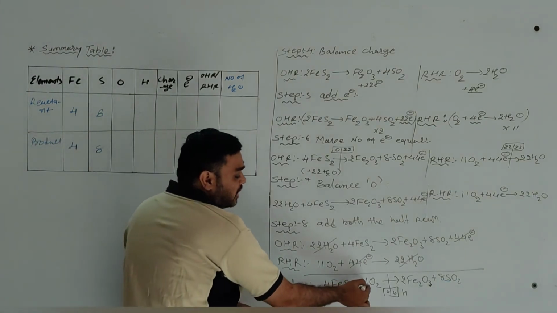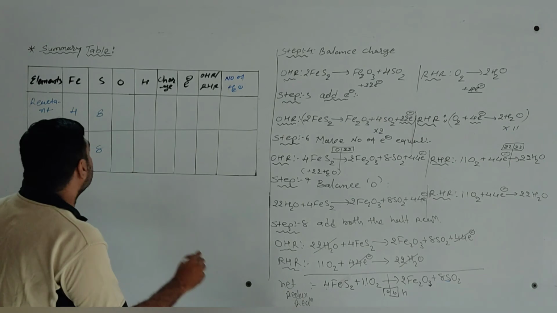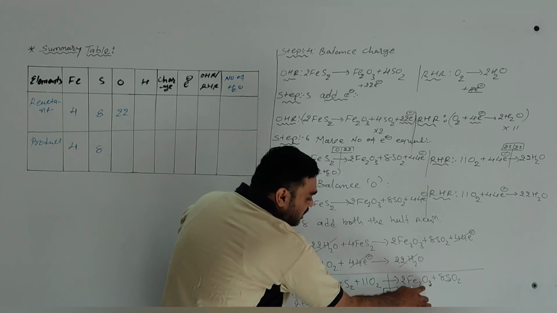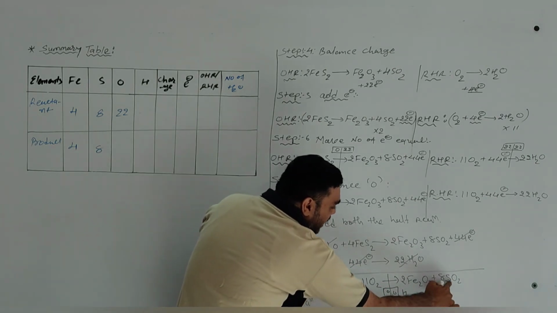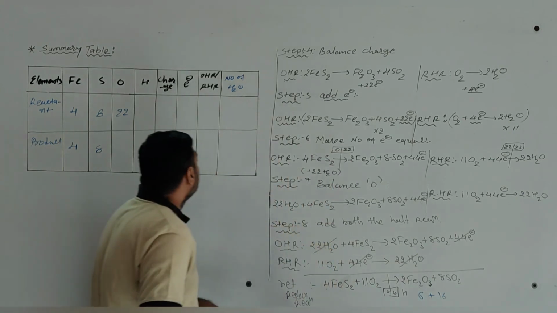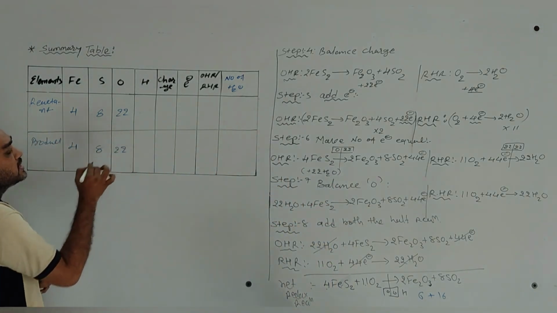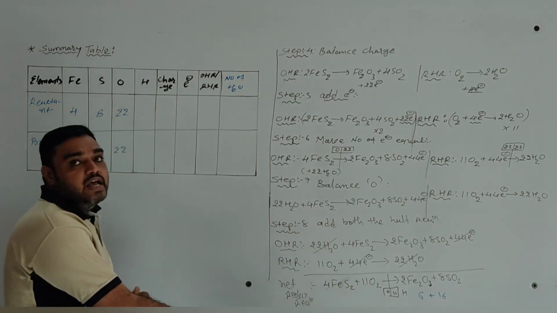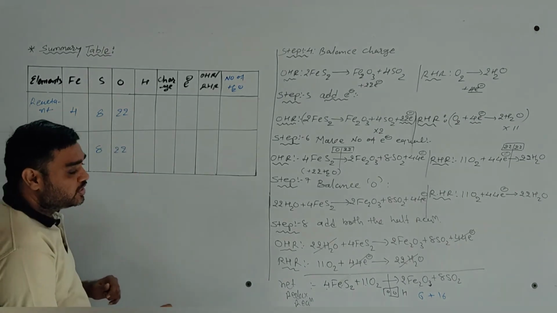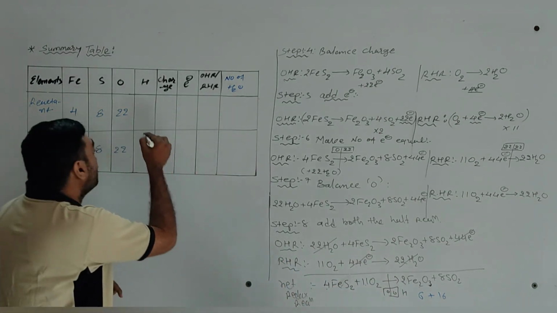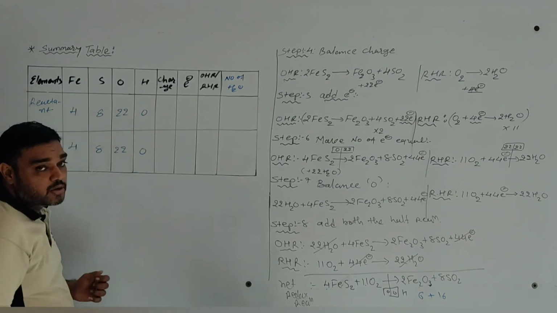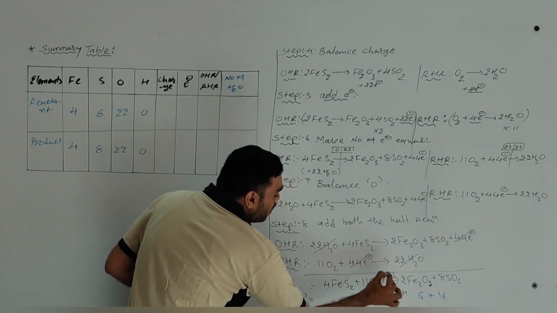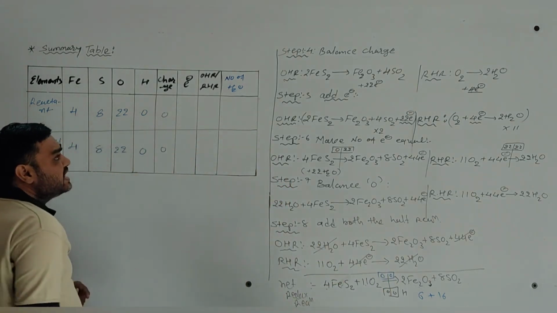Now oxygen: 11 2s are 22 on the reactant side. On the product side you find that 3 2s are 6 plus 8 2s are 16. Total 22 oxygens are present in the net reaction on both sides, reactant as well as product side. Now hydrogen: 0 hydrogen on both sides, so it is also balanced or not present. Charge: you will find that the total charge of the reactant is 0 and of the product is 0, so the charge on both sides is 0.